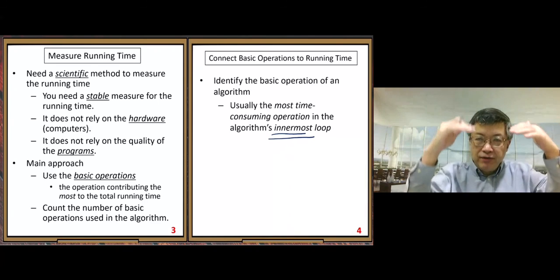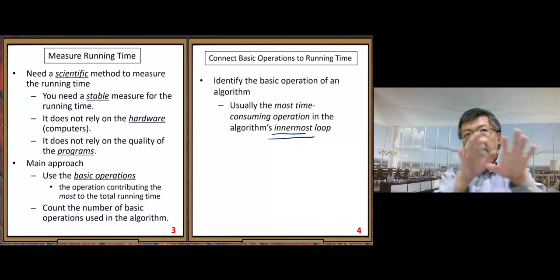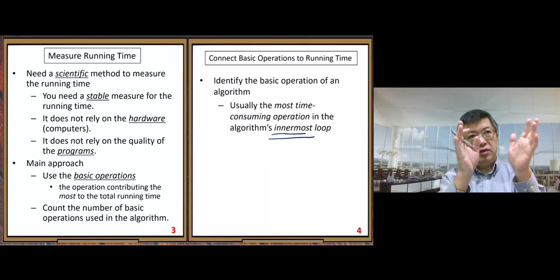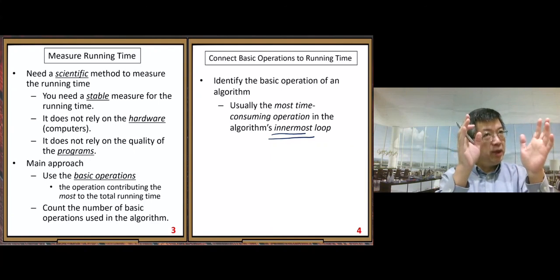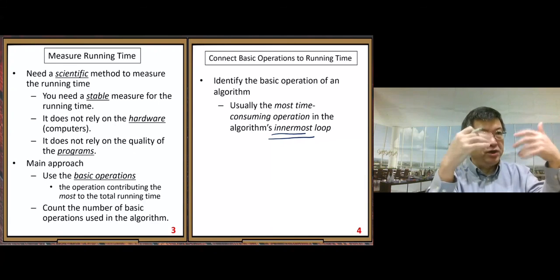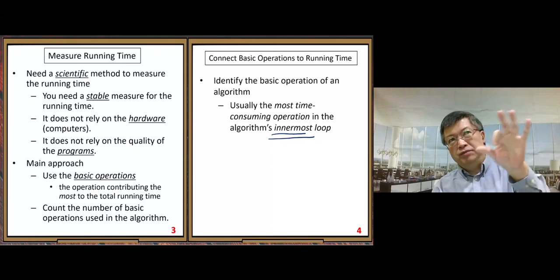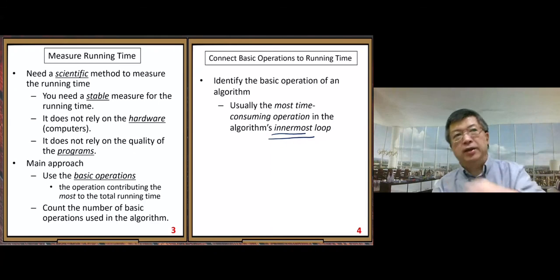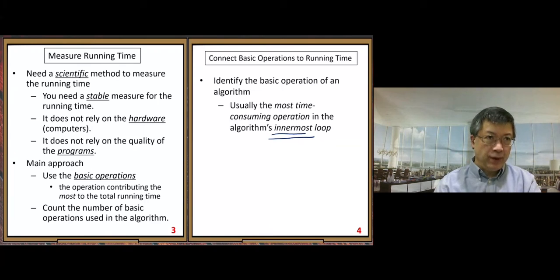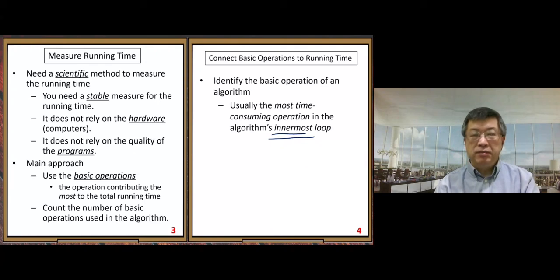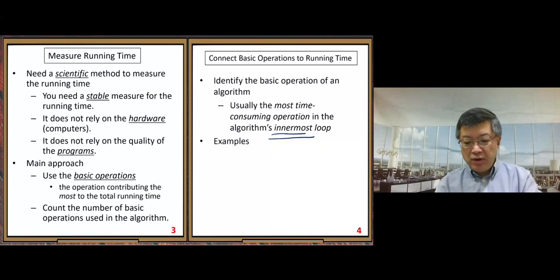Suppose we have nested for loops. In the innermost loop, which operation appears there? Because that's the most frequently used operation. So then you compare, which one has the biggest impact on your algorithm? With that kind of consideration, you can identify it. Here, let me give you some simple examples.